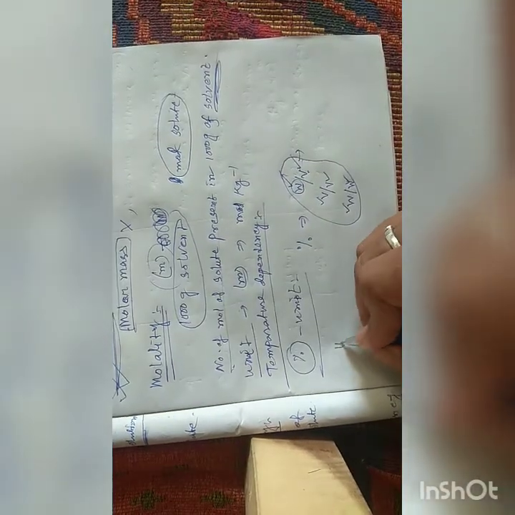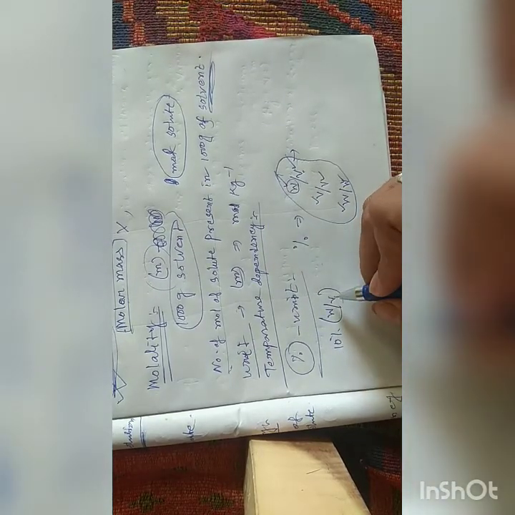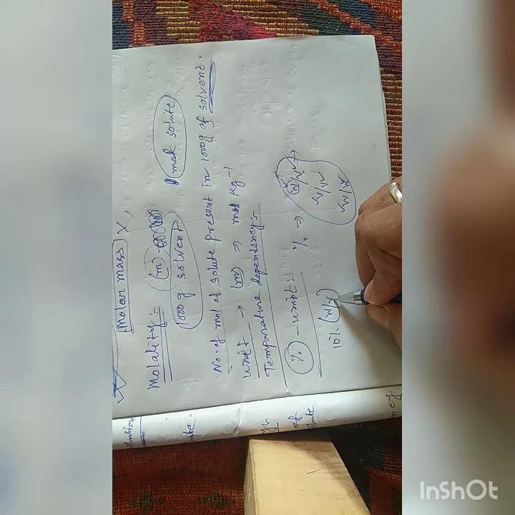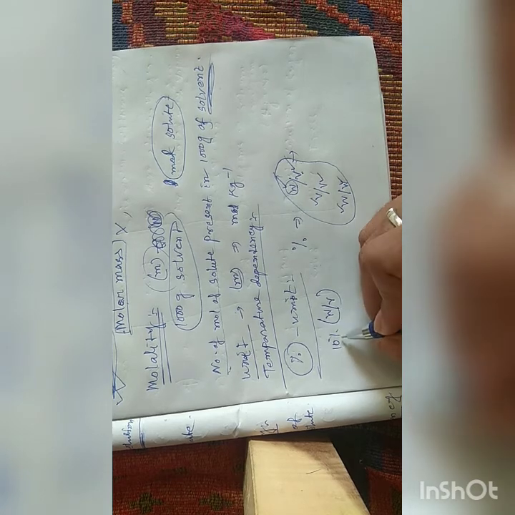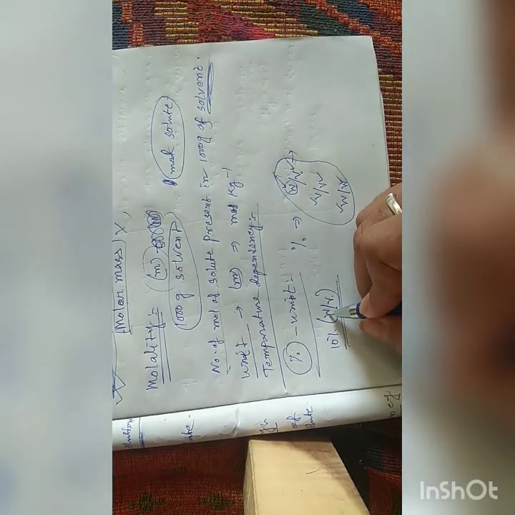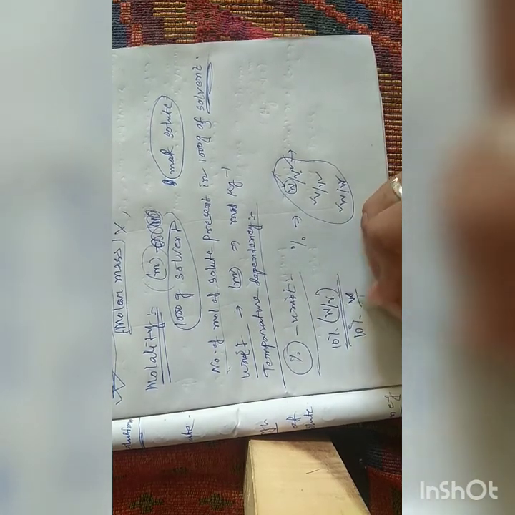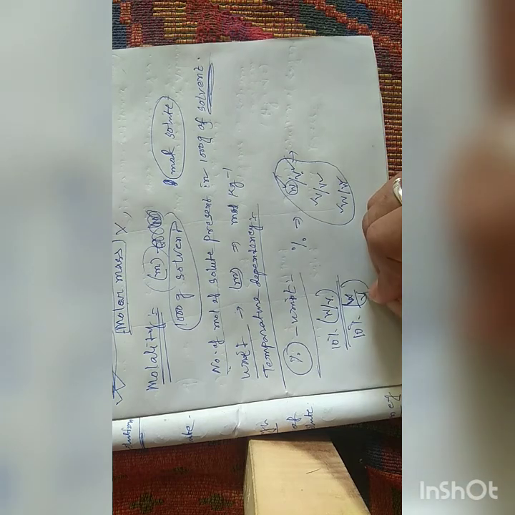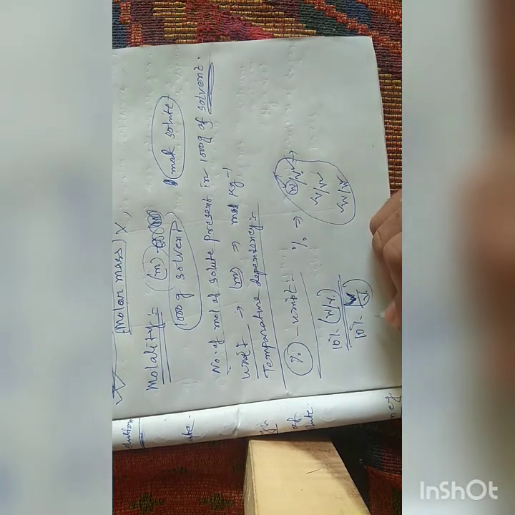10% W by V means 100 ml of solvent contains 10 gram of solute. 10% V by V means 100 ml of the solvent contains 10 ml of solute.